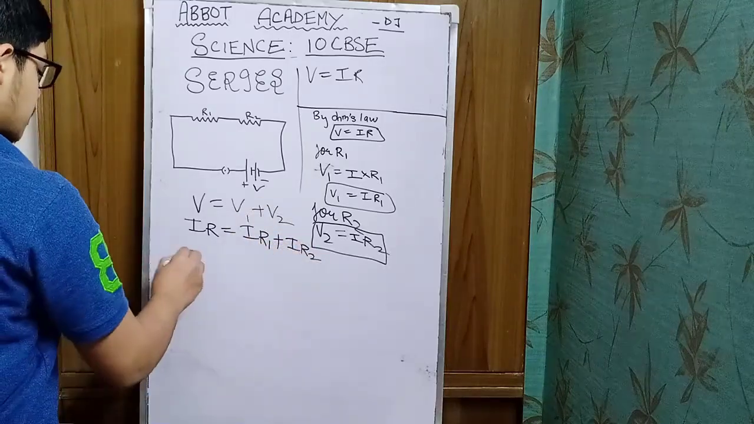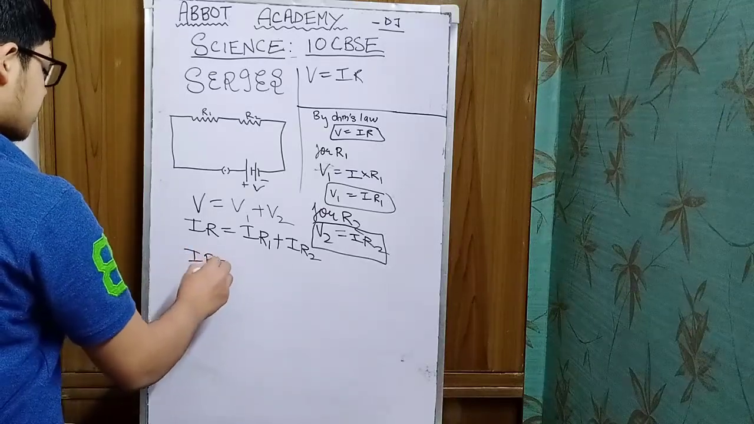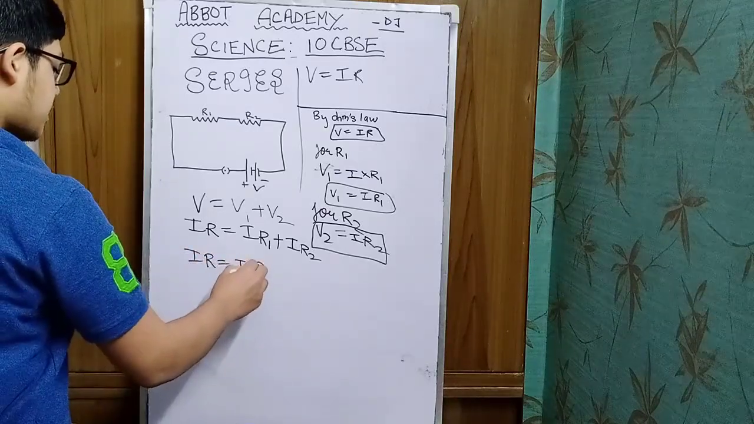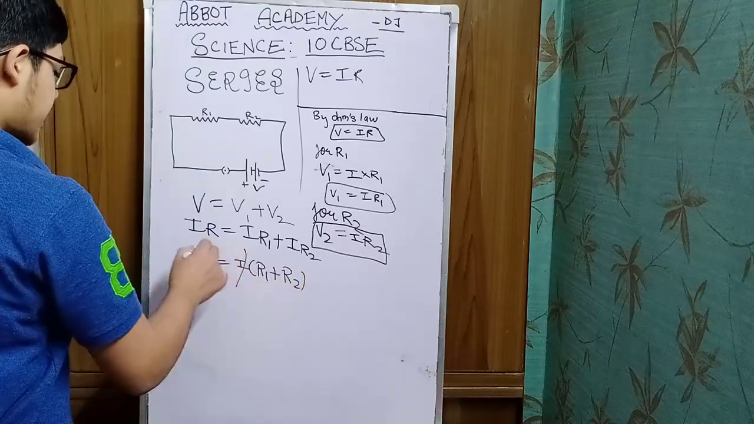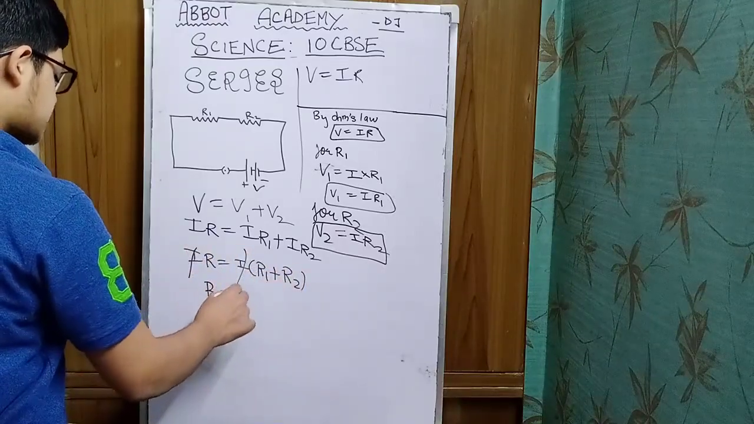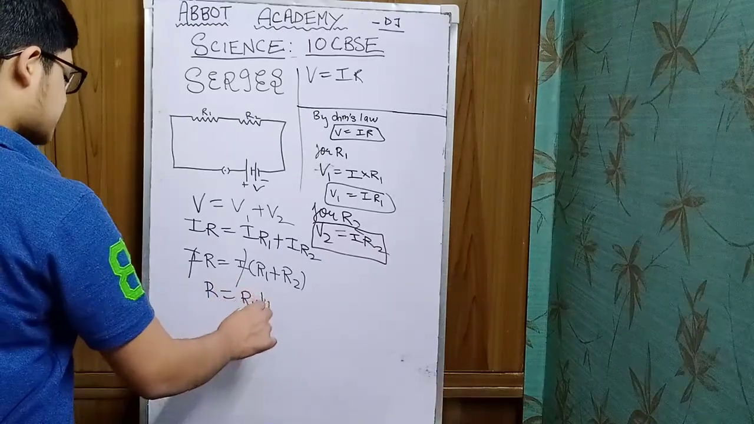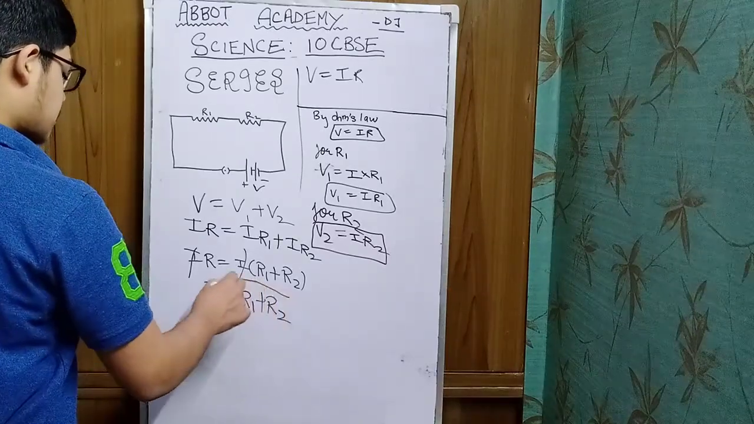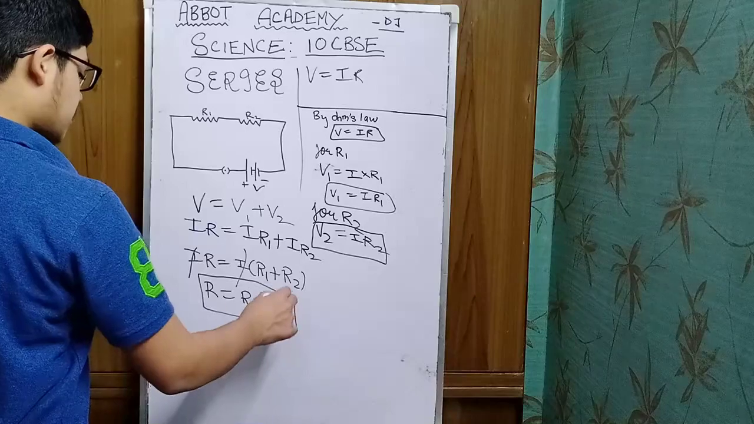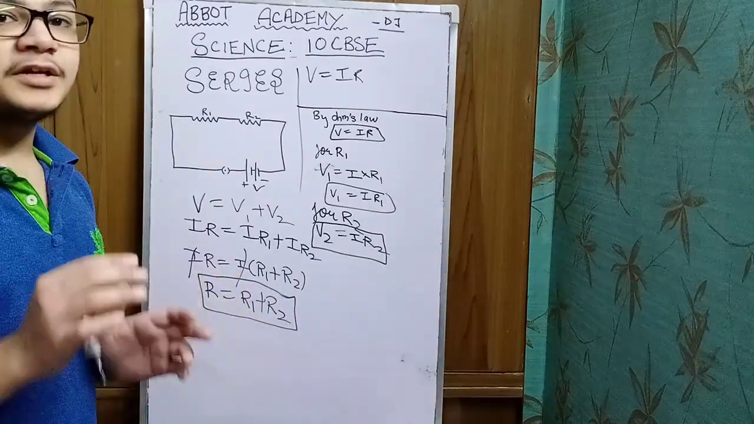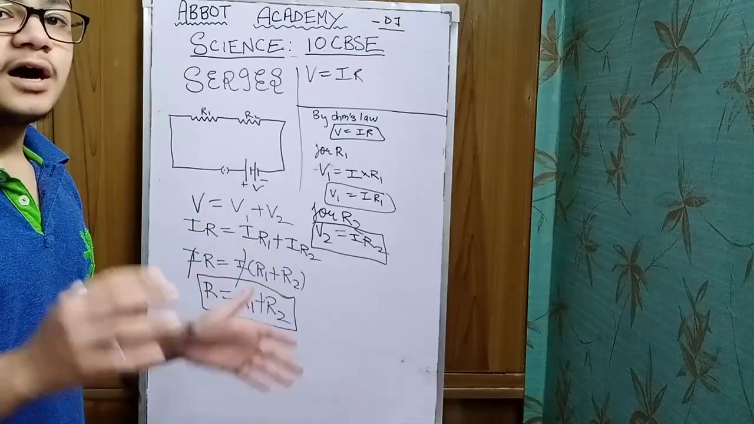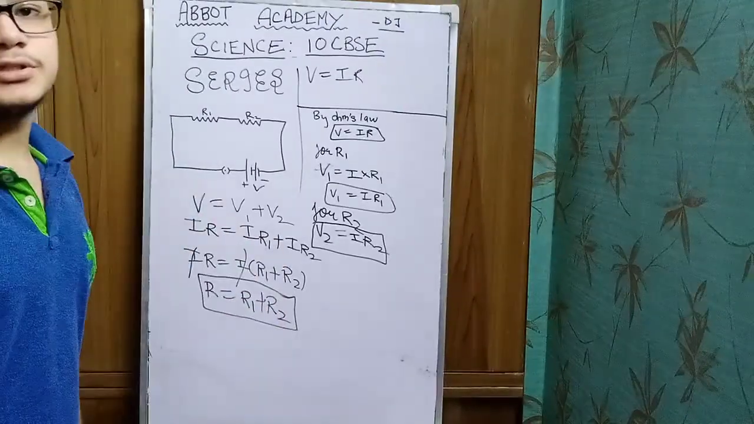Now just take I as common. So it becomes I times R1 plus R2. I cancels, R equals R1 plus R2. This is the basic formula to find equivalent resistance when the resistances are connected in a series combination.